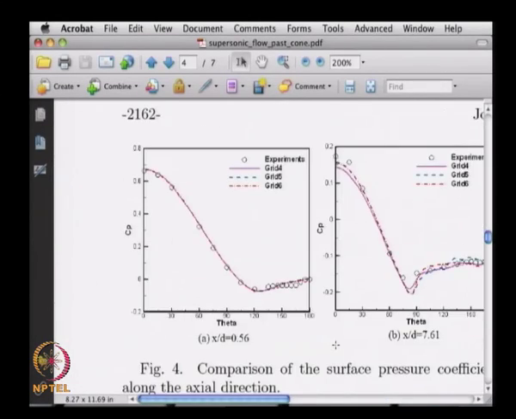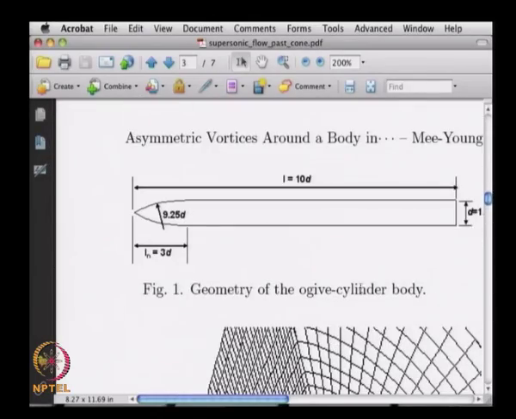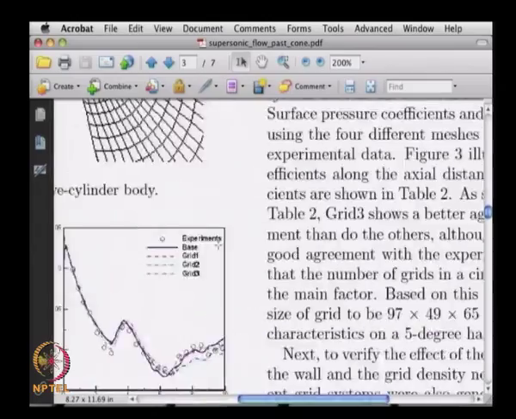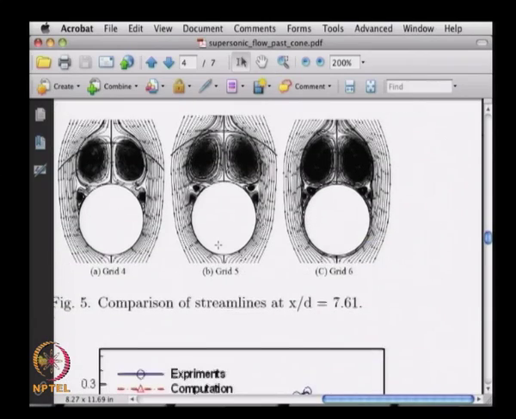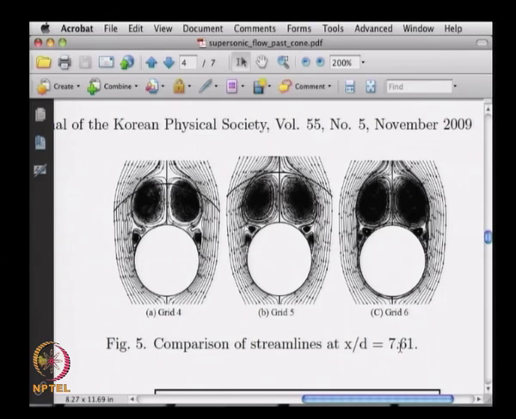Let us go back to the first diagram here. If you consider x along the length of the cylinder, then at some position x, x by d equal to 7.61 means x is equal to 7.61 times d, the diameter. If you start from the vertex of the cone, then you travel basically 7.61 d. That is a section of the conical structure that we are looking at. So this is showing 3 types of grids and the solution here, and you can clearly see the difference between the 3 cases.